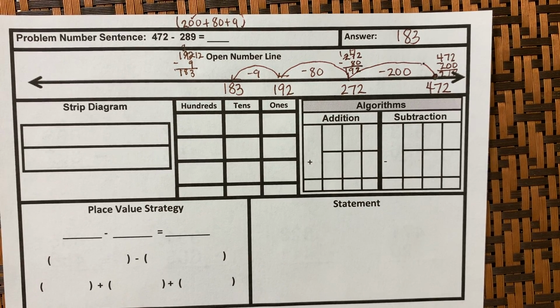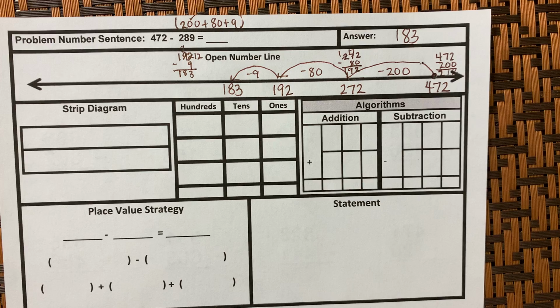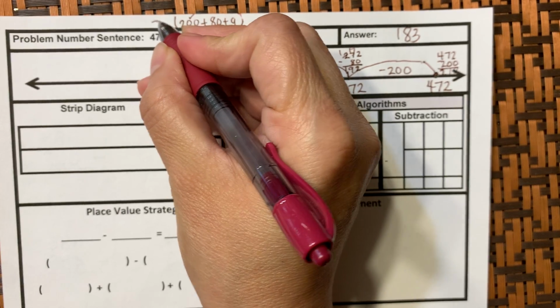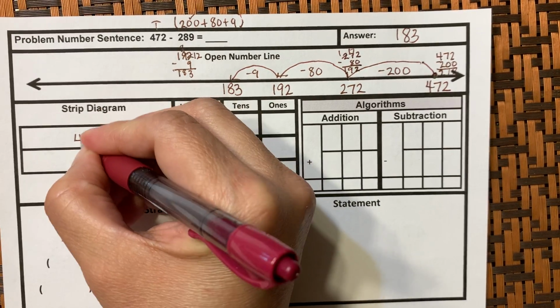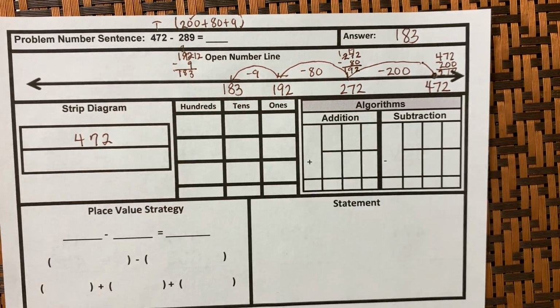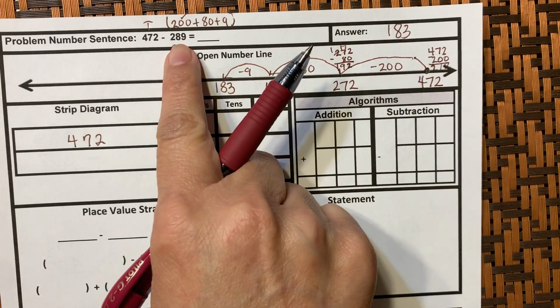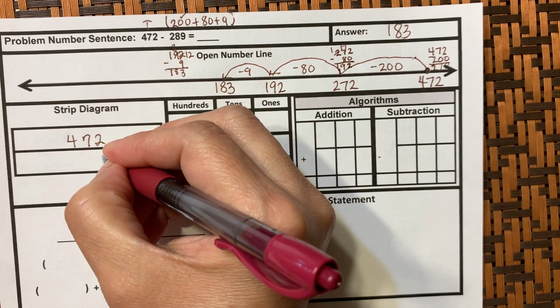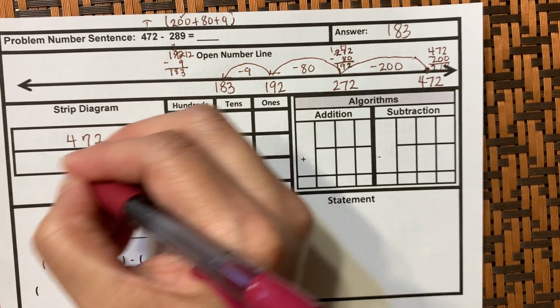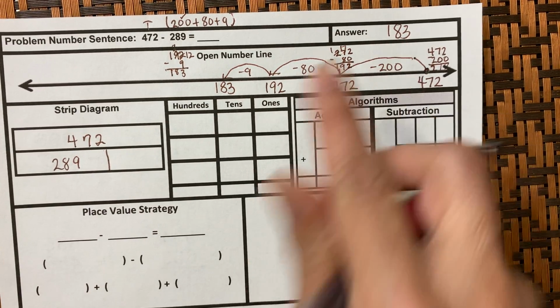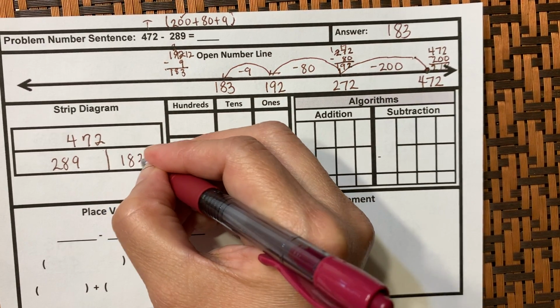Okay, the next thing I'm going to work on is the strip diagram. This time I do have a whole. The total is right here. So I could already draw that number on the top. That's the total number. And one of my numbers is 183 and the other one's 289. But 289 was a number I already had and it was the larger number. So I'm going to write that in. And my second number is 183.